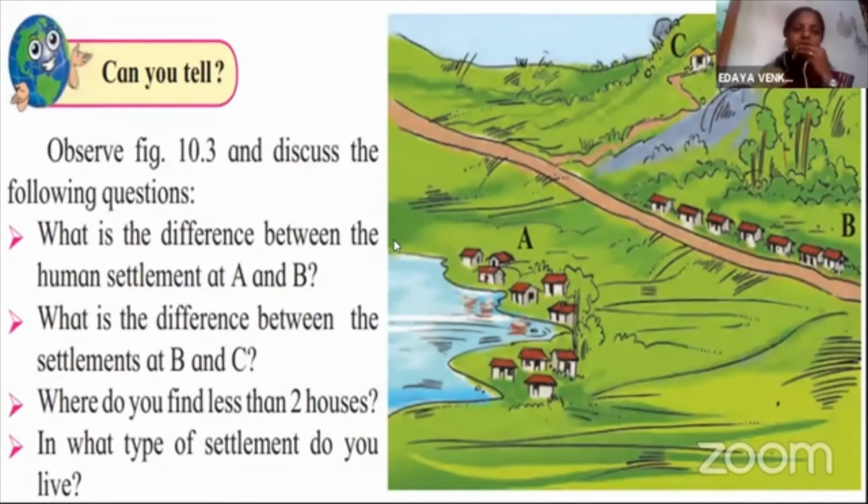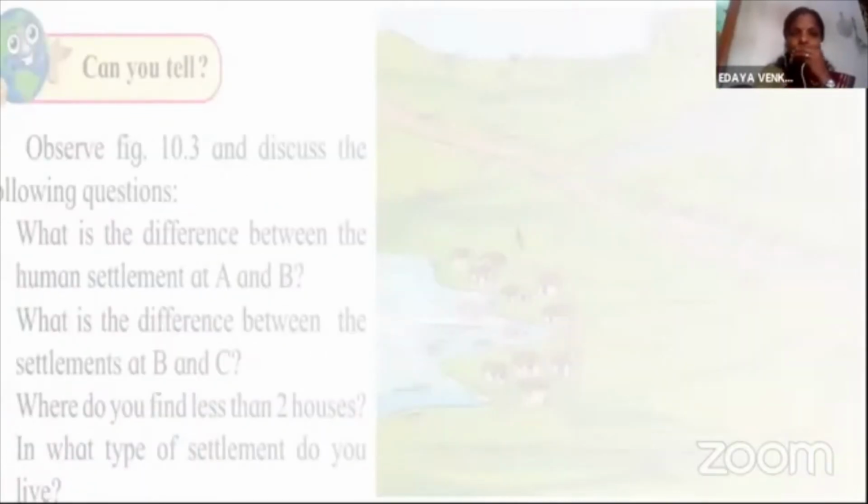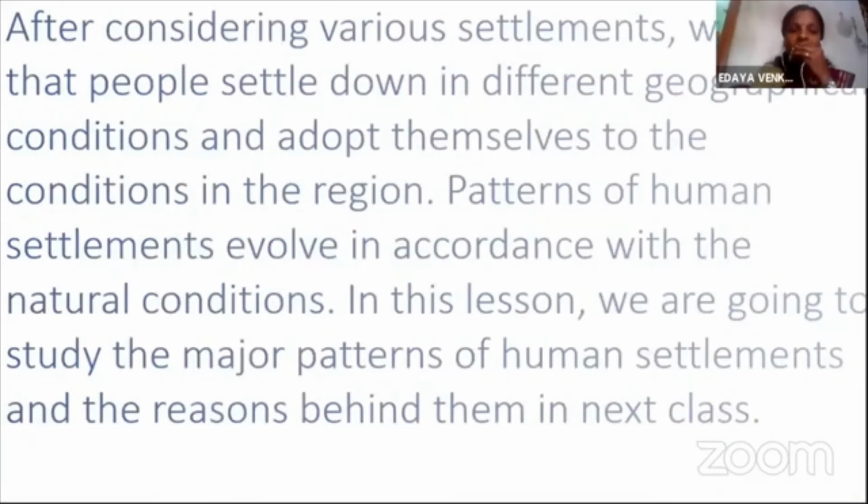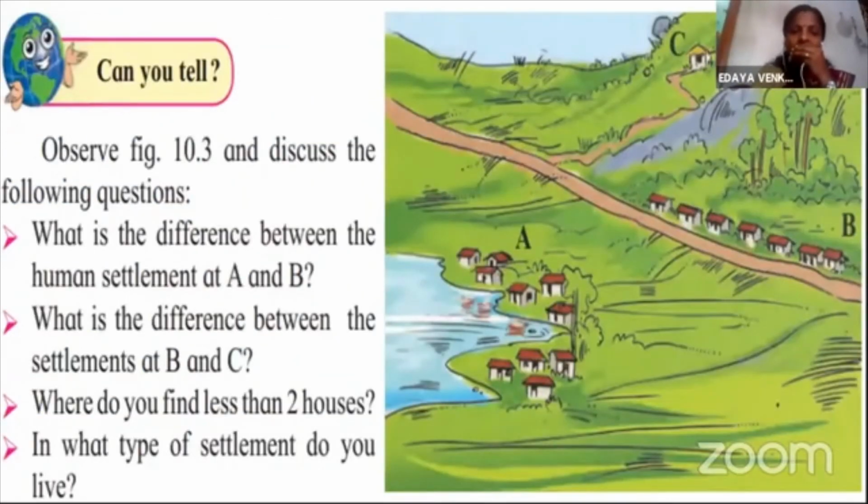Okay, now observe the figure. I think this figure is there in your textbook, but I want you all to observe here itself and reply to my questions. What is the difference between the human settlement A and B? Observe the picture and let me know the difference between the settlement A and B.